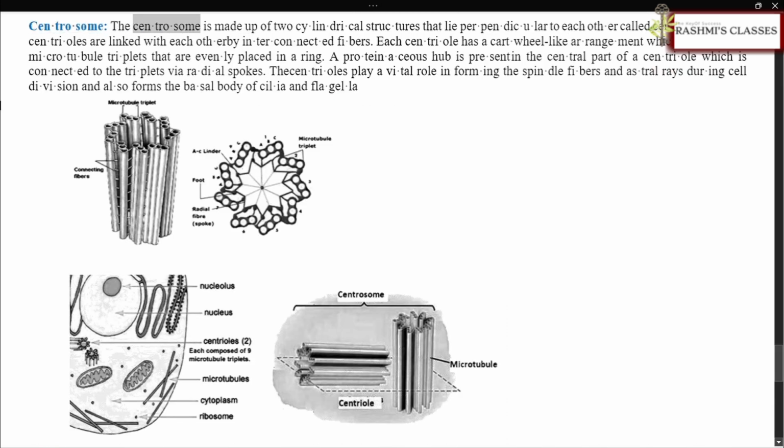Centrosome. The centrosome is made up of two cylindrical structures that lie perpendicular to each other, called centrioles. These centrioles are linked with each other by interconnected fibers. Each centriole has a cartwheel-like arrangement which is made up of microtubule triplets that are evenly placed in a ring. A proteinaceous hub is present in the central part of a centriole, which is connected to the triplets via radial spokes. The centrioles play a vital role in forming the spindle fibers and astral rays during cell division and also form the basal body of cilia and flagella.